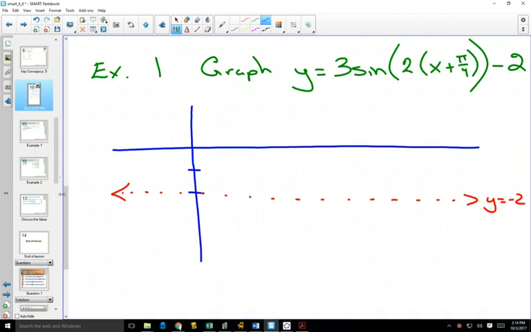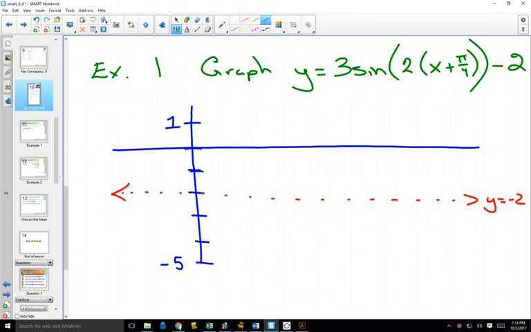So that's the D part in DAB. The A part in the DAB, that's using your amplitude to find the maximum and the minimum. So since our center line's at minus 2 and our amplitude is 3, what will be the maximum? 1. What will be our minimum? Negative 5. So we go up 3 and down 3 from our center line.